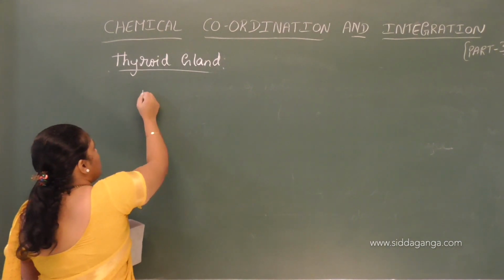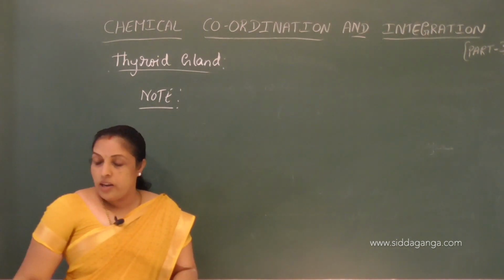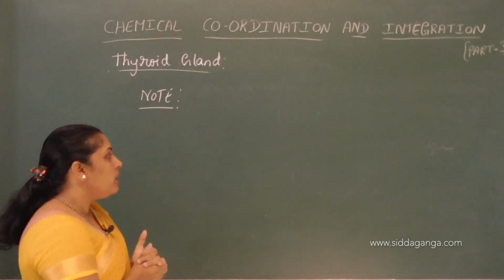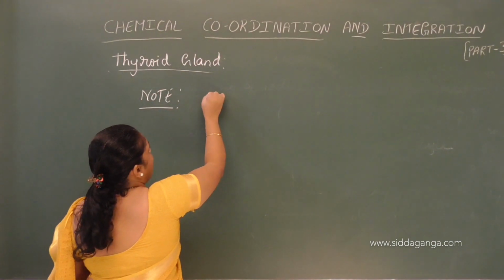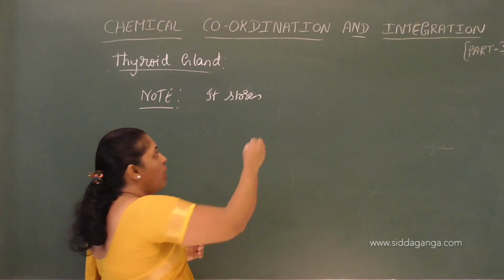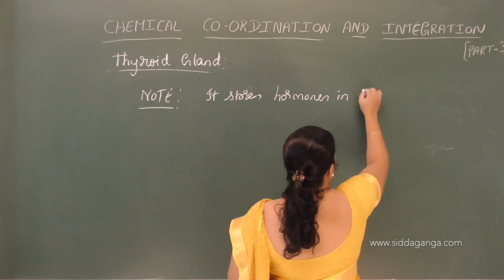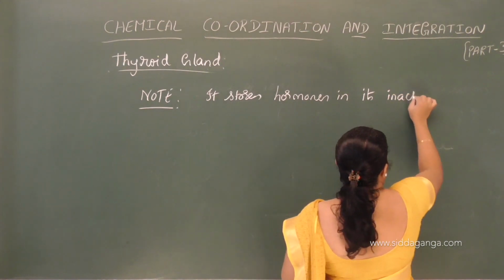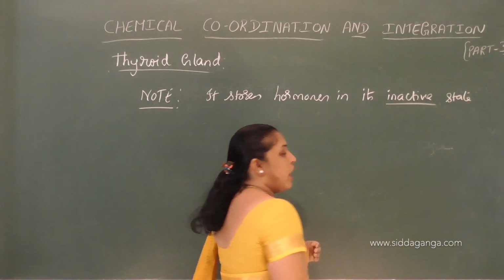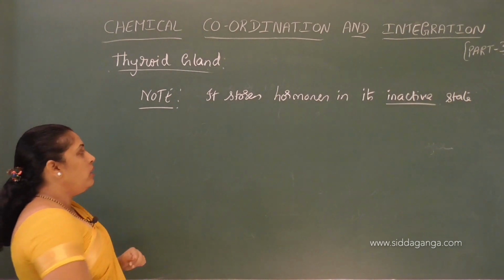Note, this is not given in your book, but you have to know. Thyroid gland is the only gland which stores its hormone in its inactive state. It stores hormones in its inactive state. Thyroid gland is the only gland which stores hormones in its inactive state.